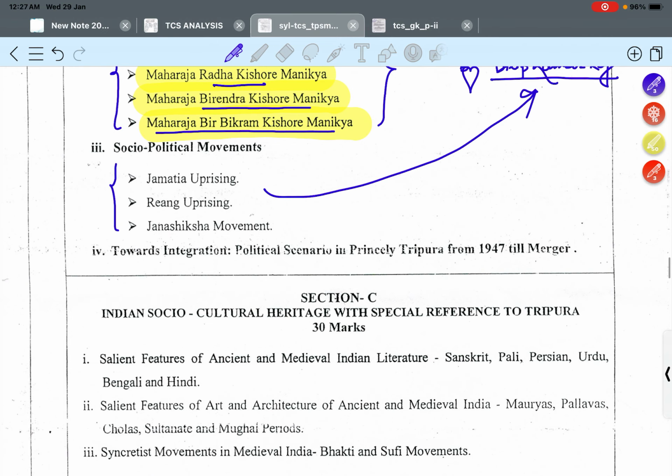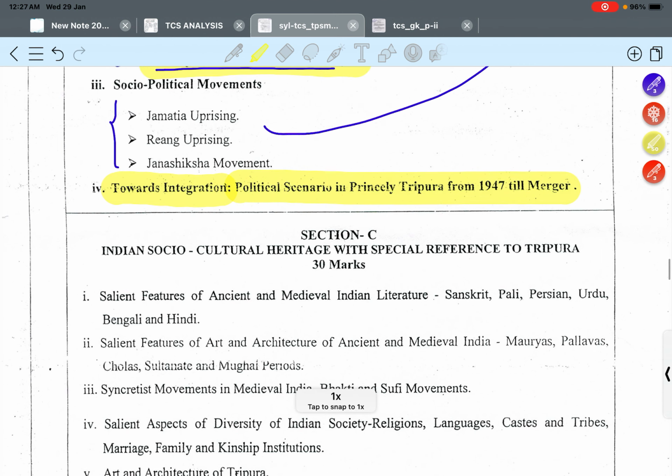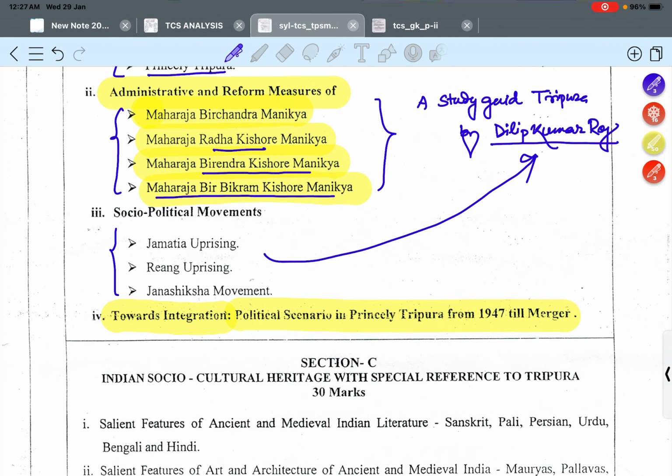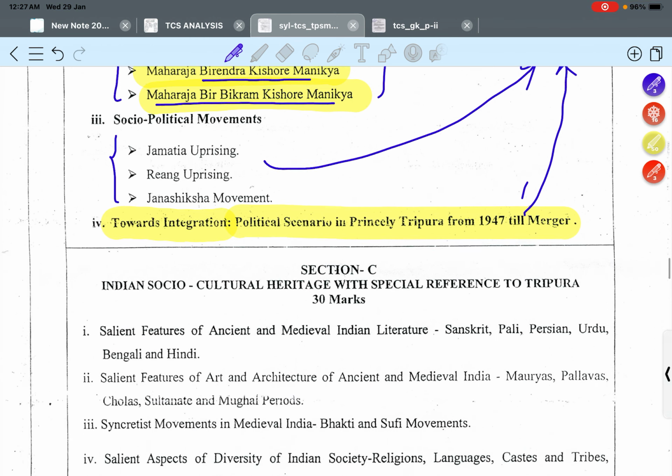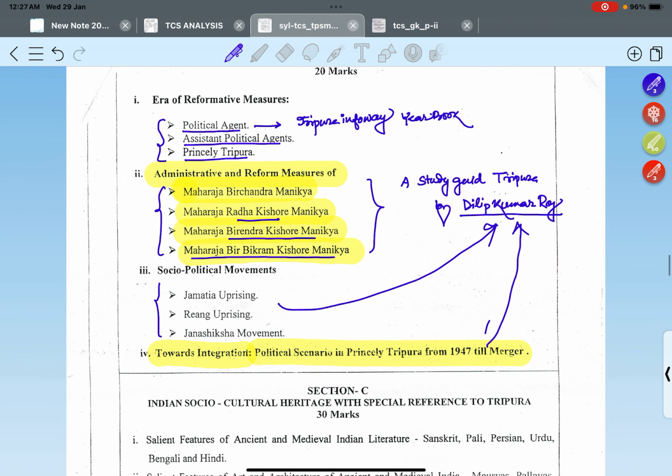Next is another topic: integration, political scenario, princely Tripura from 1947 till merger. This topic also you will get in this book only. So the history of Tripura will be done by two sources. The first source is the Tripura Info Yearbook, and the other is a study guide, Tripura by Dilip Kumar Roy.